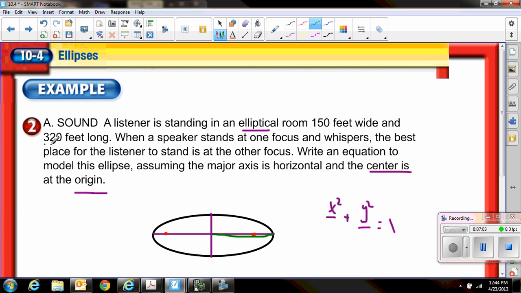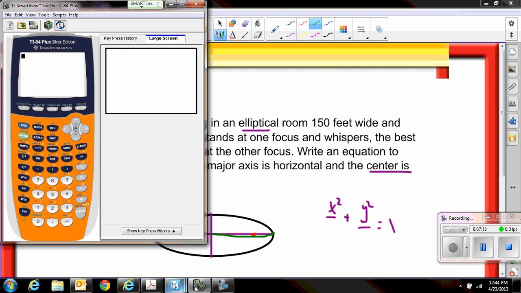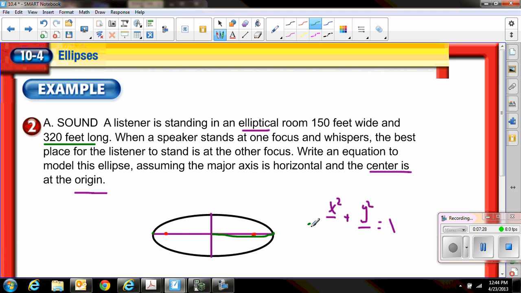Now I know there's 320 feet in length, 320 feet from end to end, which means halfway between there. Let me pull up my calculator. 320, I want half of that, which is 160. And when I plug that in my formula, I want 160 squared, 25,600. So we'll have x squared over 25,600.